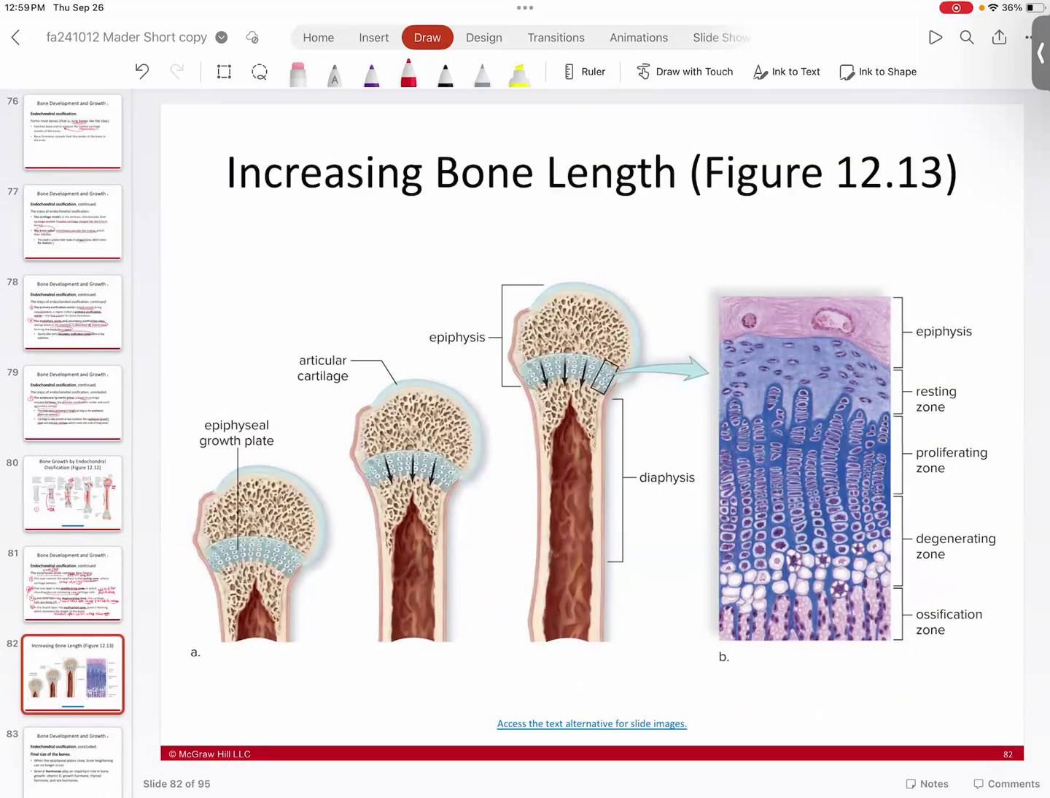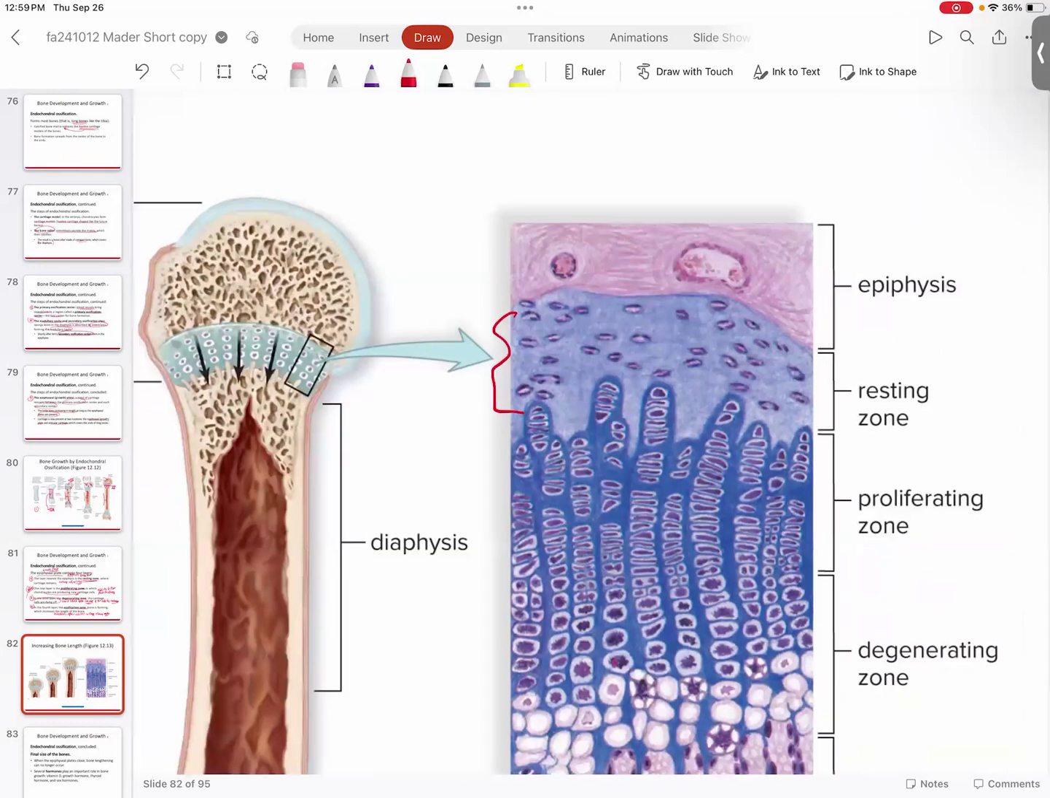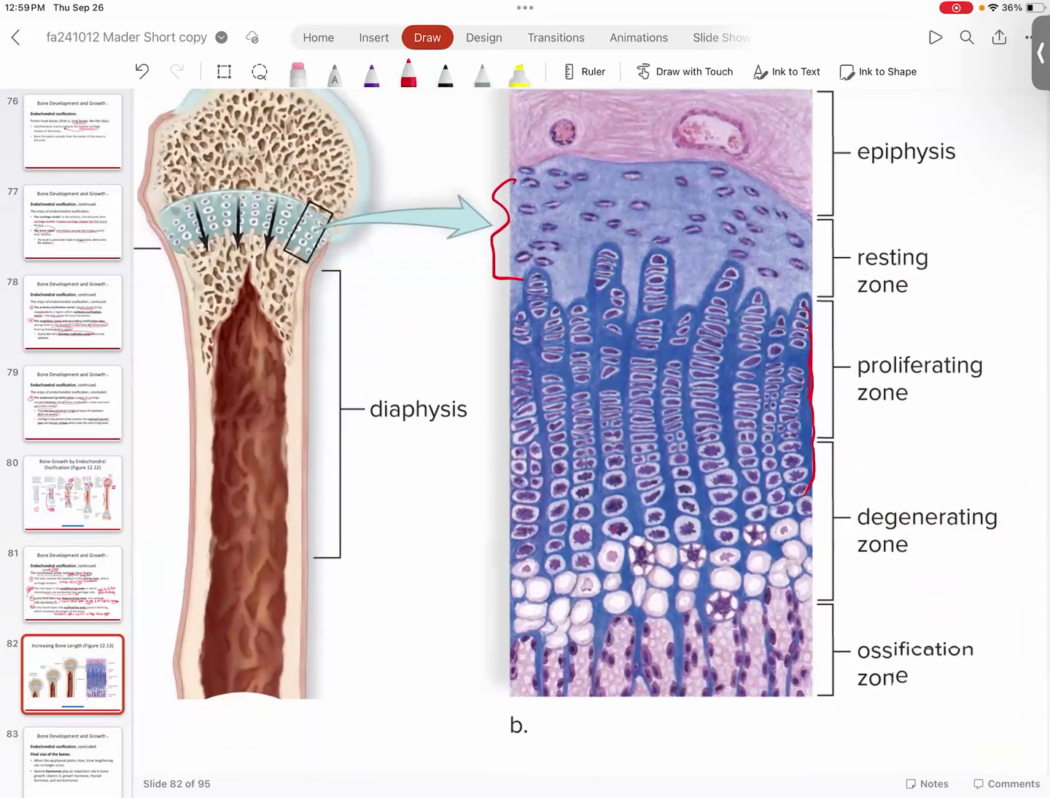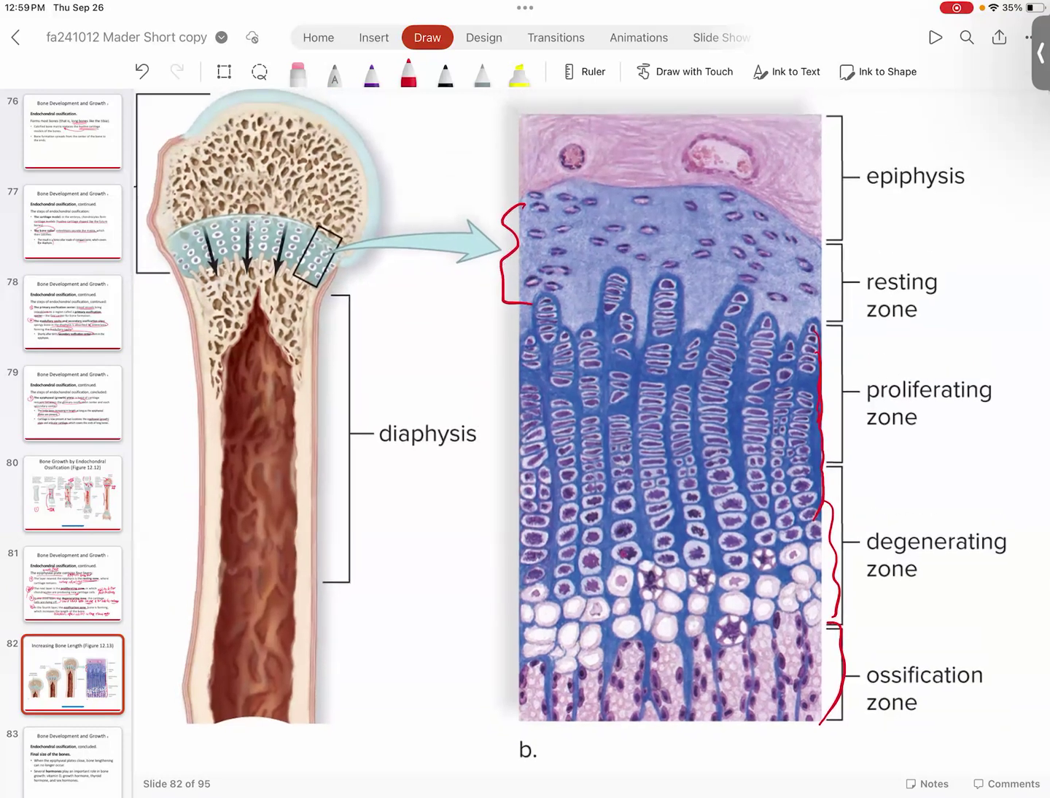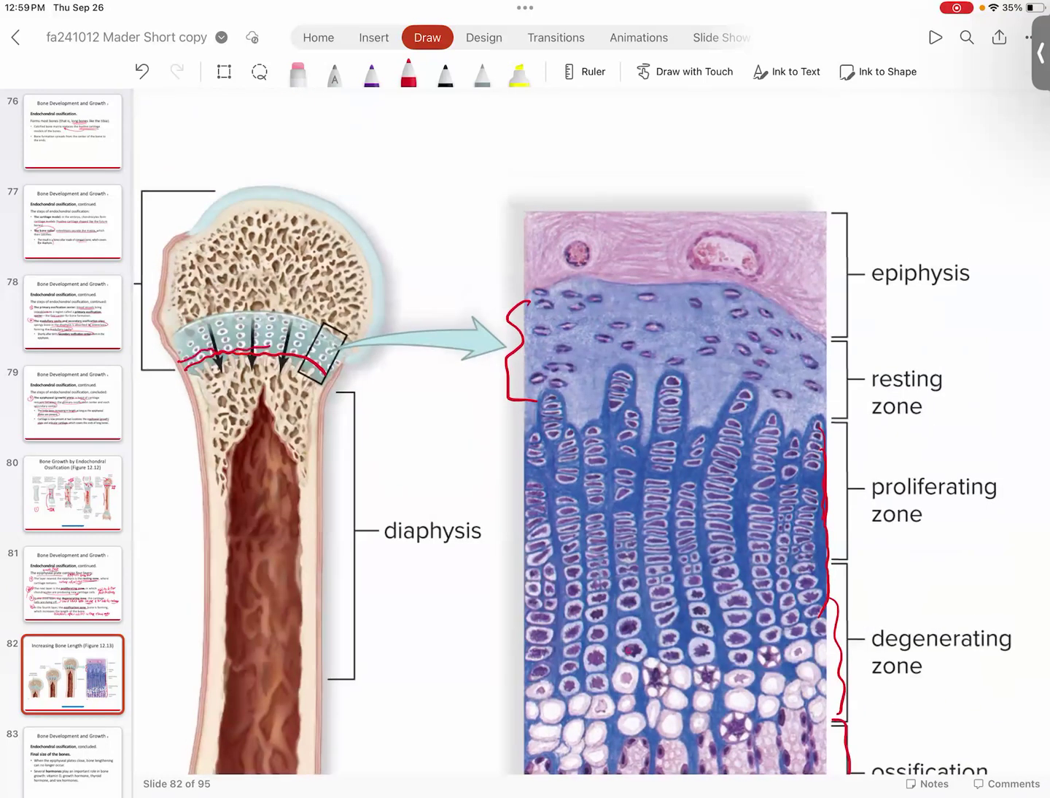So here you can see you basically have your resting zone up here. And then it's going to move into your proliferating zone. So you can see how you've got many, many more cells. This is adding to the thickness of your growth plate. Then you have the degenerating zone where they die off, and your ossification zone where the osteoblasts will replace the cartilaginous matrix with bony matrix. And then you basically add a new layer of bone on top every single time you go. So you're basically growing in this direction.